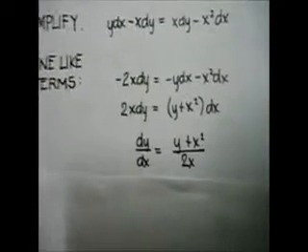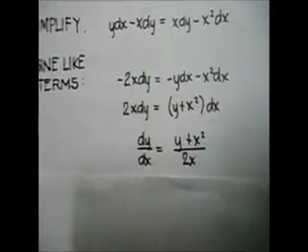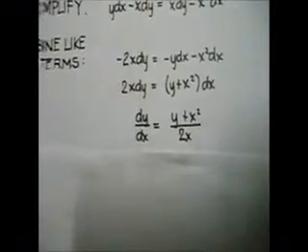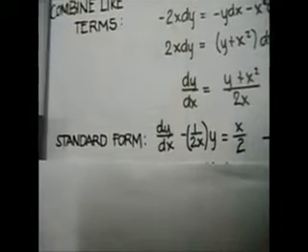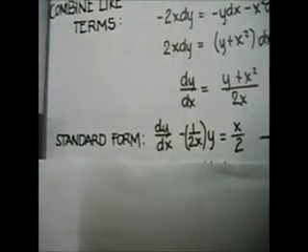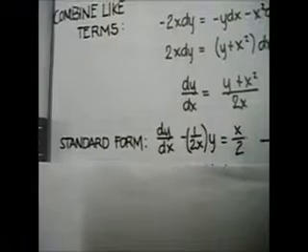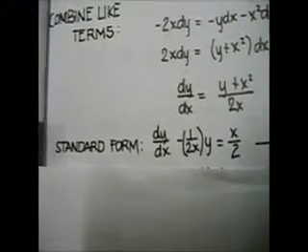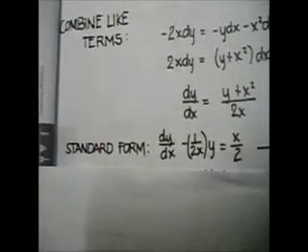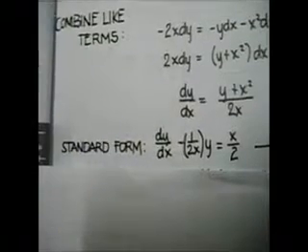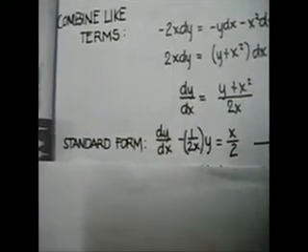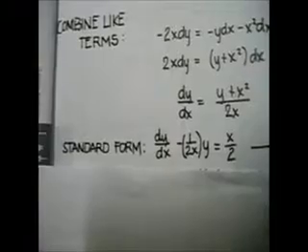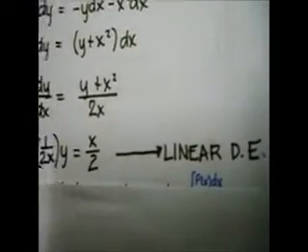So we want to express this in standard form. So we have dy over dx minus 1 over 2x times y is equal to x over 2. So this is already in standard form. Just by looking at it, we can now conclude that this is a linear differential equation.